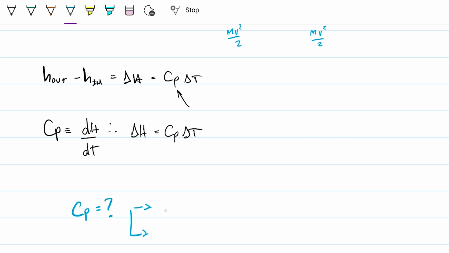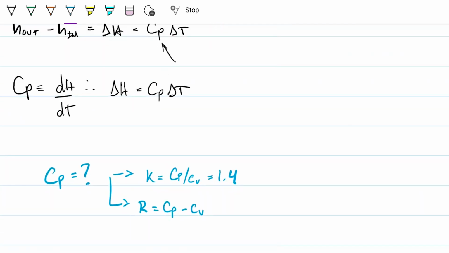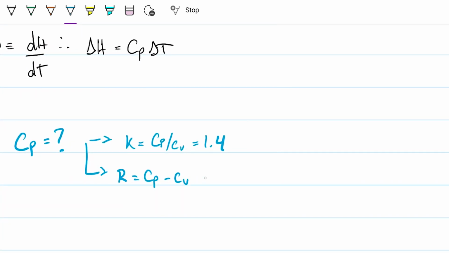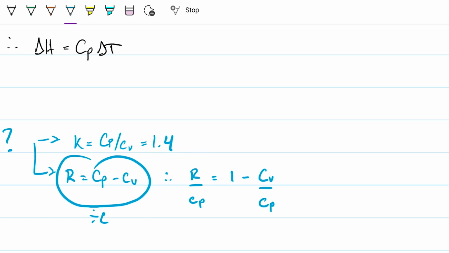Mayer's law, right? So K, as I said, is Cp divided by Cv, and we happen to know this is 1.4 for this case. And Mayer's law says R equals Cp minus Cv. So if I relate these two things, I can find out what Cp is for this case. To do that, I'm going to take Mayer's law and divide both sides by Cp. That's going to give me R over Cp equals 1 minus Cv over Cp.